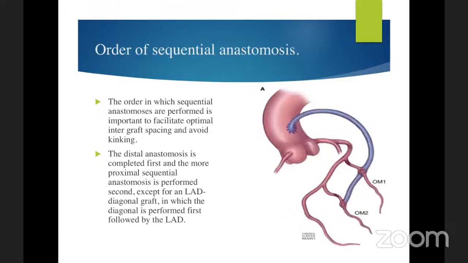So for the order of sequential anastomosis, the order in which sequential anastomoses are performed is important to facilitate optimal intergraft spacing and avoid kinking. The distal anastomosis is completed first, and the more proximal sequential anastomosis is performed secondly, except for an LAD diagonal graft, in which the diagonal is performed first, followed by the LAD.